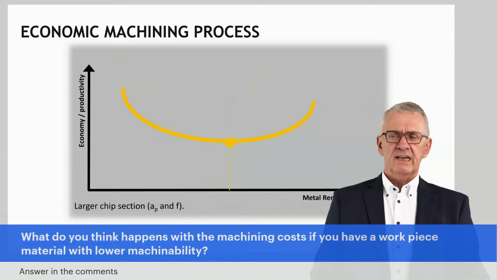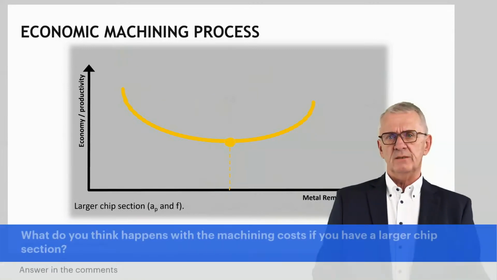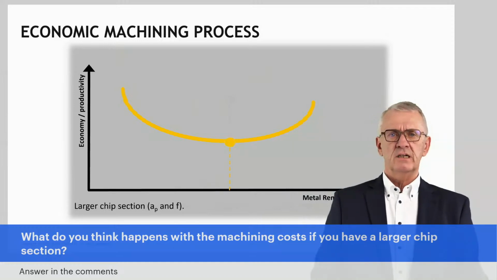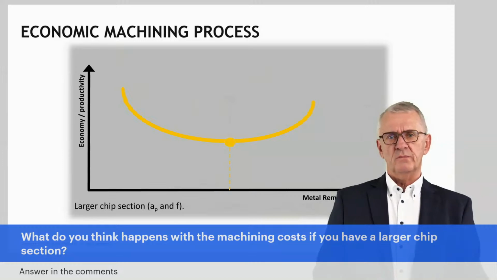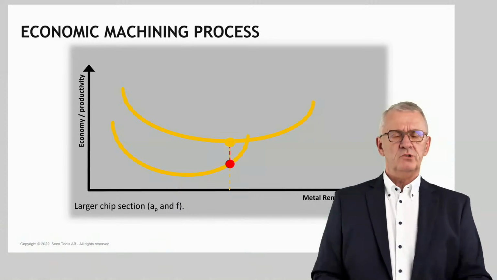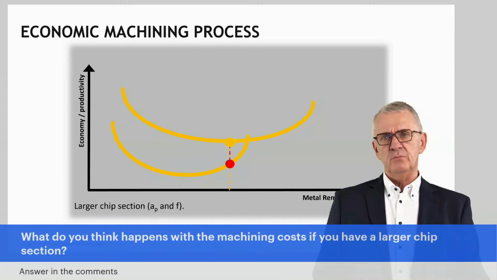What would you expect when you can work with bigger depths of cuts and feeds? And here I'm already a little bit into strategy thinking, machining strategy thinking. I'm going to come back within a couple of minutes to that aspect. But if you have a possibility to increase depths of cut and or feeds, that's going to reduce your costs. That's going to give you a possibility to machine cheaper.